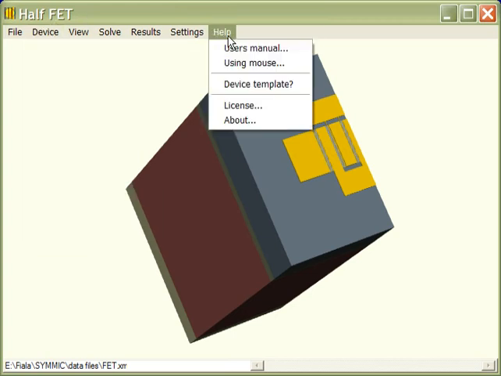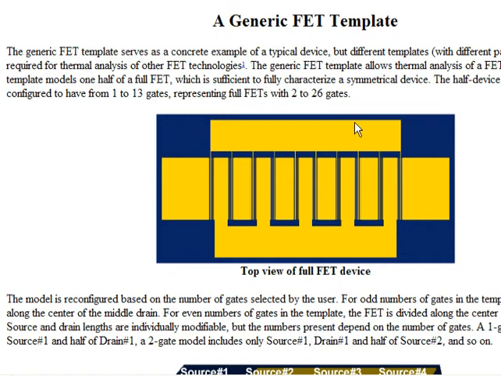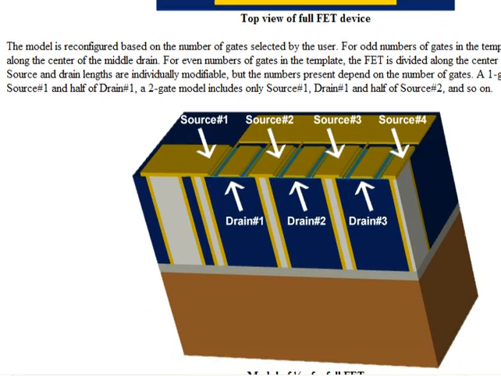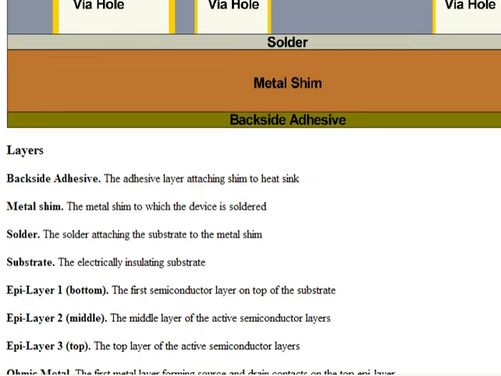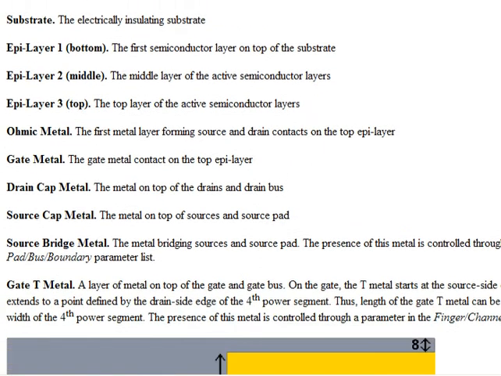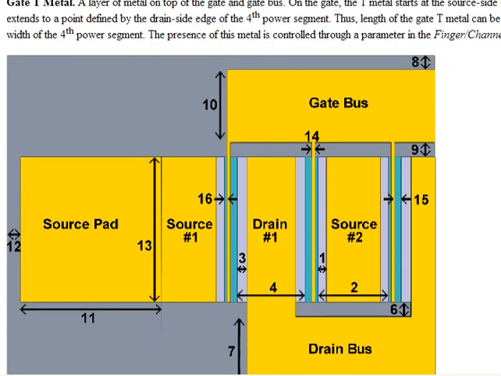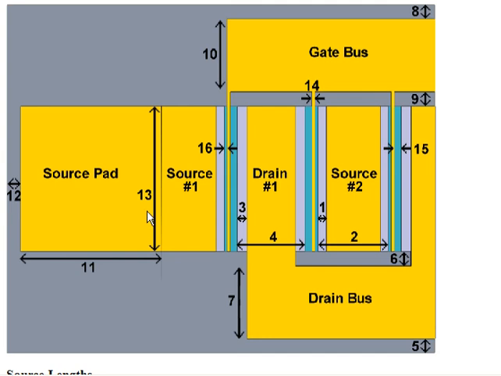And again, we have in the device menu a list of a lot of parameters. And if we go to the help file for this device, we see a description of the device. We see labeling of the numbering of the drains and sources for the device. And we see a picture showing all the components and their names, and a description of the layers and what they are.